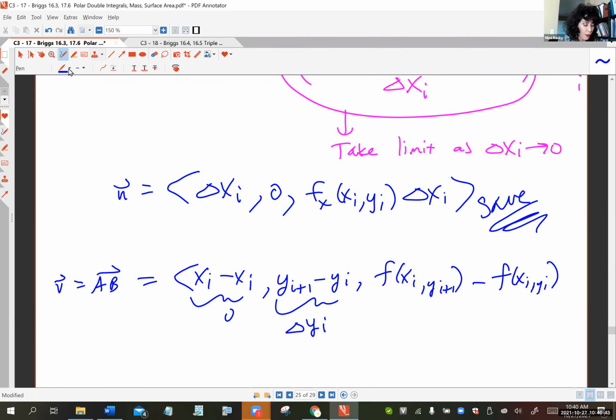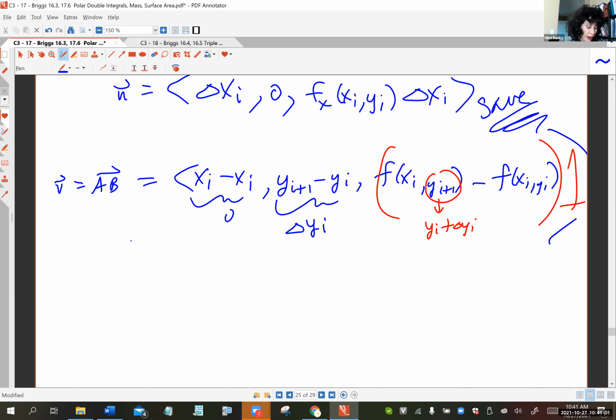And like before, we're going to do a rename. y sub i plus 1 is the same as y sub i plus delta y sub i. And we're also going to multiply this last component by a 1. What's the special version of 1 going to be this time? Well, glad you asked. It's going to be delta y sub i over delta y sub i. So let's do some cleanup here.